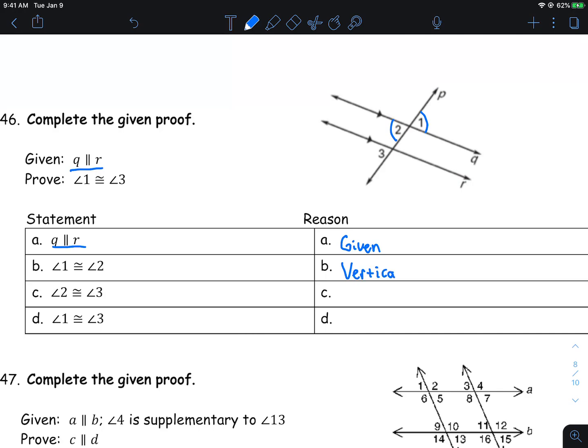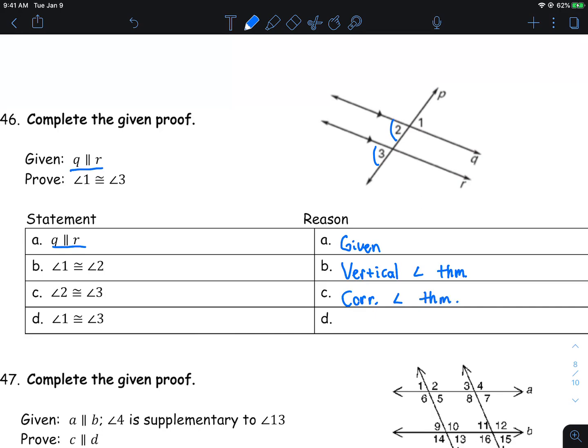That's the vertical angle theorem. The vertical angle theorem states that if the angles are vertical, then they are always congruent. Okay, next we have 2 is congruent to 3. And as long as angle 2 and angle 3 are touching the parallel lines, which they are, if the lines are parallel, that means those are congruent angles. And that's called the corresponding angle theorem.